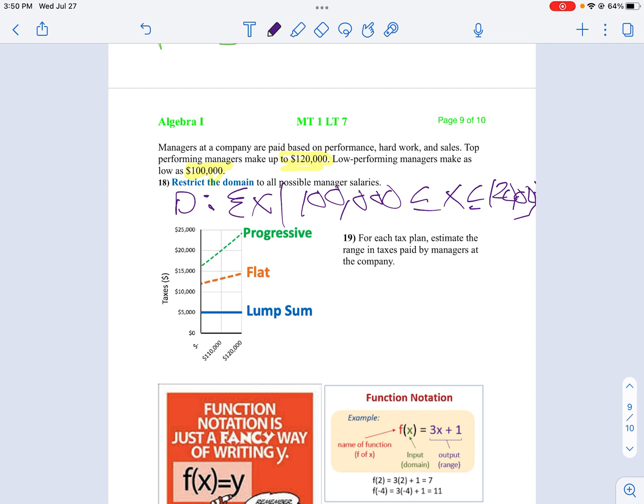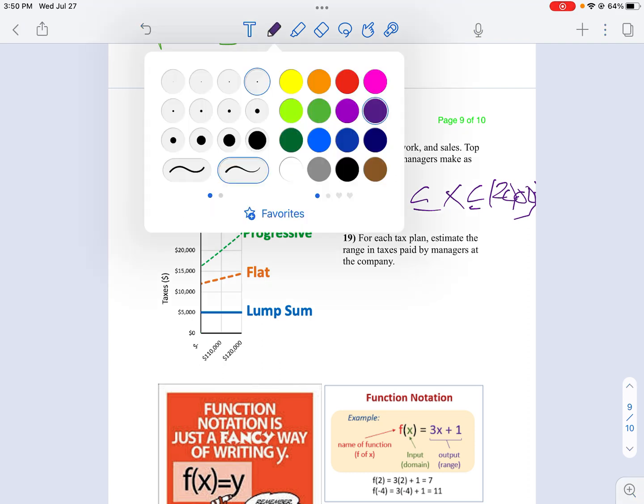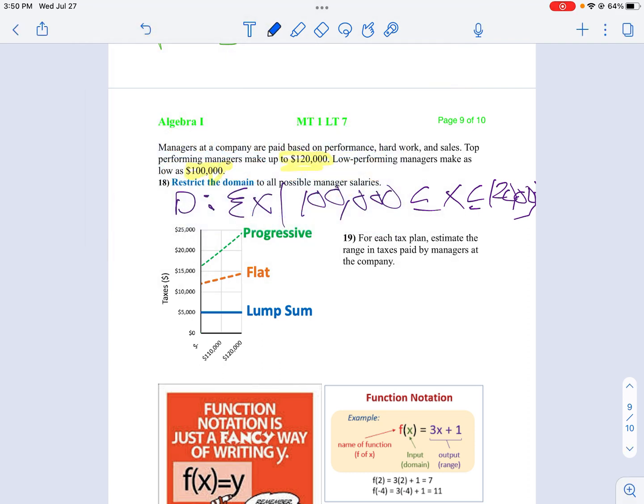We'll start here with my lump sum again. So my lump sum, that's going to be pretty simple. It's just y is equal to 5,000. We only have one value. Don't have to put y if you don't want to, but I'm going to say my lump sum is 5,000.